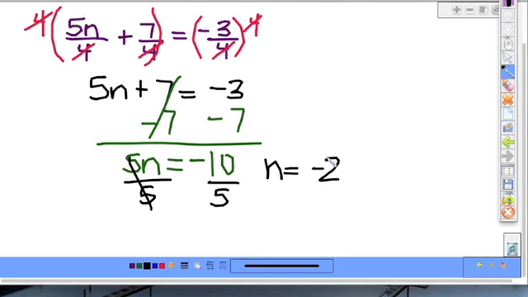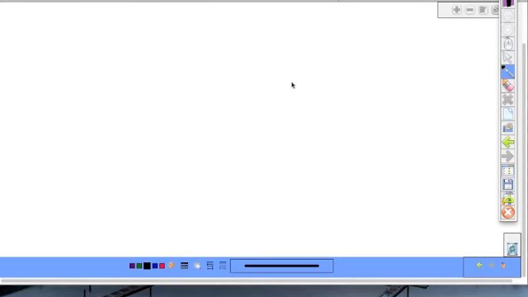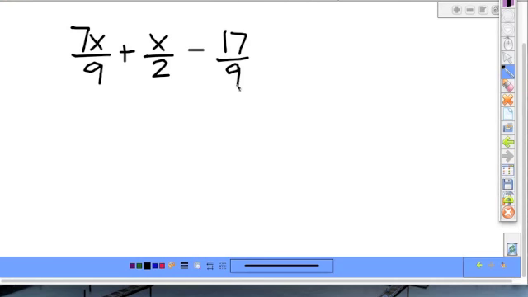Okay, so that's how we do it when we have fractions. You want to get the common denominator across the bottom. That always helps. Or a number that can go into all the ones across the bottom, and then divide it out that way by multiplying and canceling out the denominators. Let's show you one where the denominators are not the same. We have 7x over 9 plus x over 2 minus 17 over 9 equals 2/3.